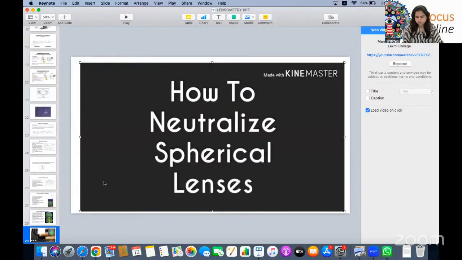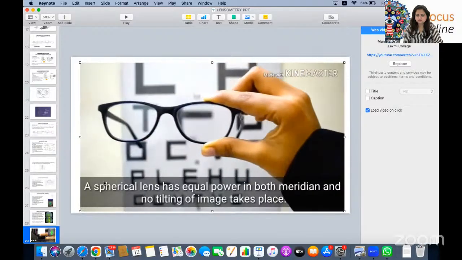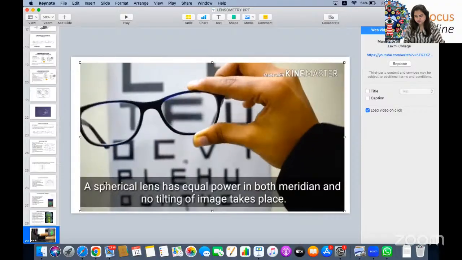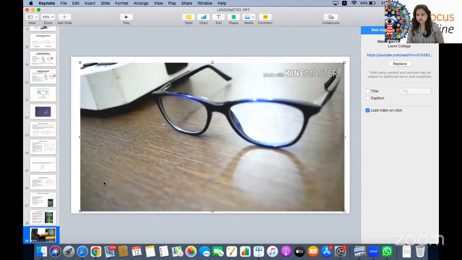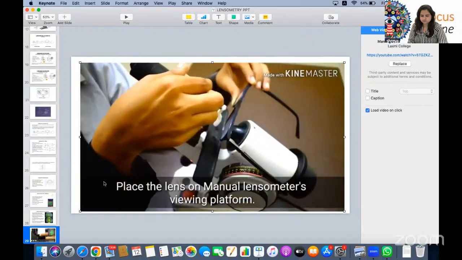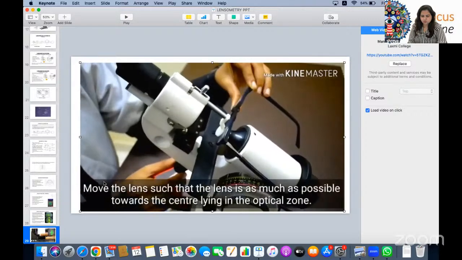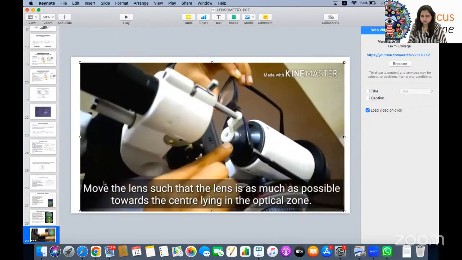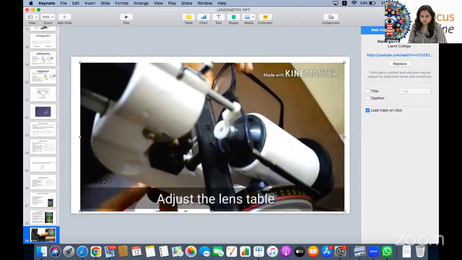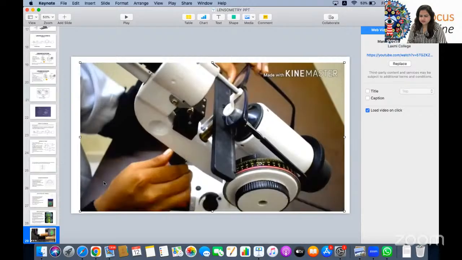How to neutralize spherical lenses? A spherical lens has equal power in both meridians and no rotation of image takes place. So there is no scissoring reflex, so there is no rotation of any image that is taking place. Place the lens on manual lensometer's viewing platform. Move the lens such that the lens is as much as possible towards the center lying in the optical zone. Adjust the lens table, so we are adjusting so that the optical center can be found.